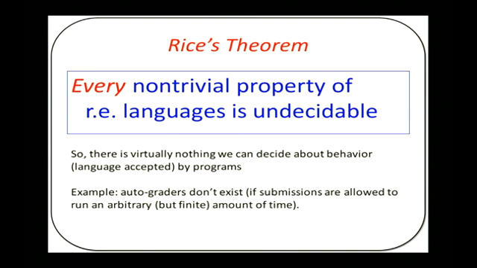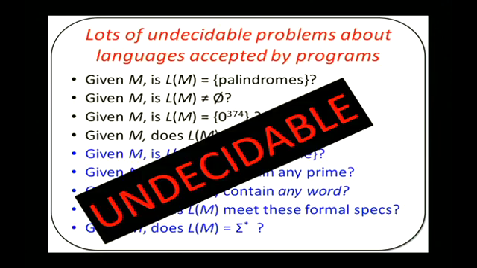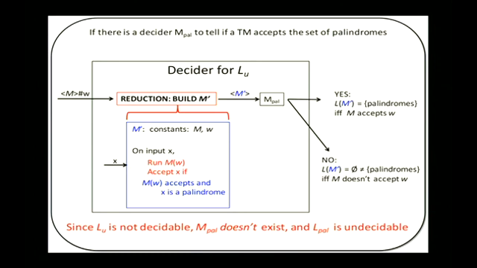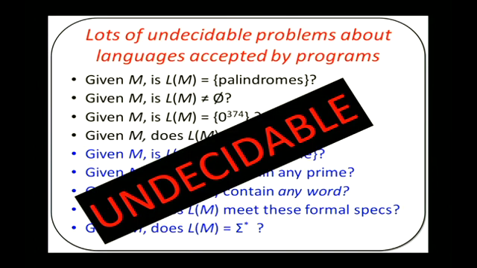Maybe it's best to skip the proof and just understand examples of why that theorem is general. Given M, is L of M equal to palindromes? Why is that undecidable? Take this: given M, is L of M equal to empty? Why is that undecidable? Using Rice's theorem. The property of the language being empty or not empty is a non-trivial property. Some machines have it, some machines don't, and so this is undecidable.